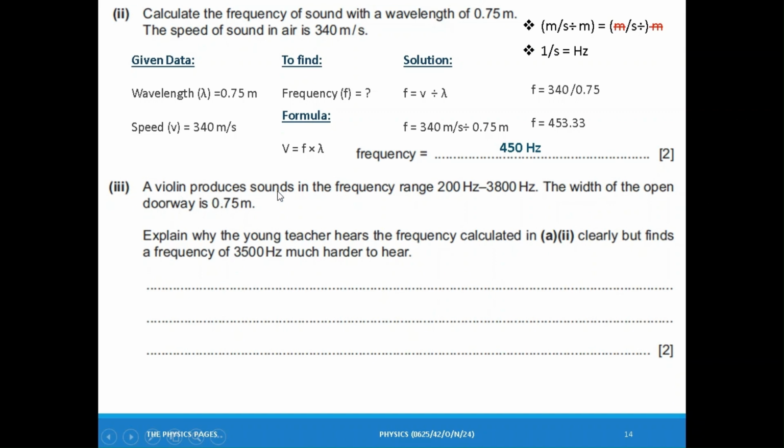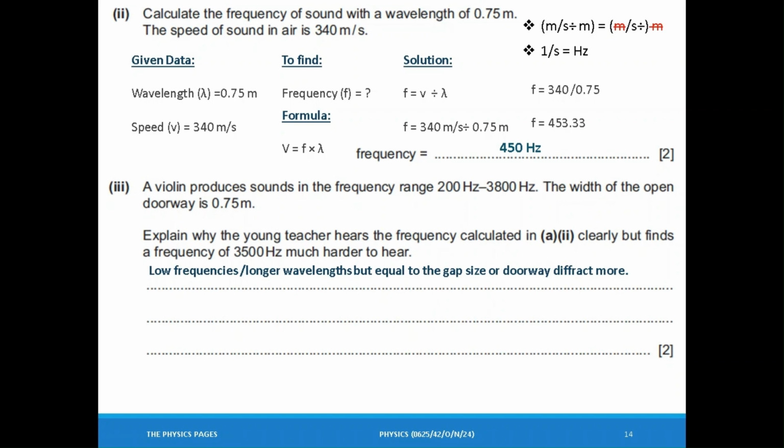Part A3. A violin produces sounds in the frequency range 200 Hz to 3800 Hz. The width of the open doorway is 0.75 meters. Explain why the young teacher hears the frequency calculated in Part A2 clearly but finds a frequency of 3500 Hz harder to hear. The ability of sound waves to bend around obstacles, or diffraction, depends on the relationship between the wavelength and the size of the gap, in this case the width of the doorway.